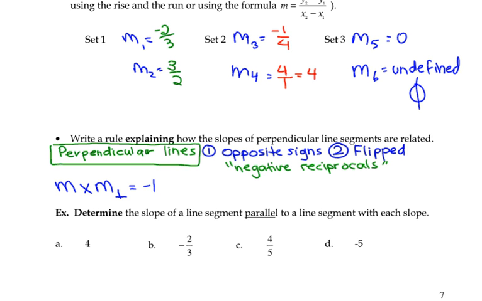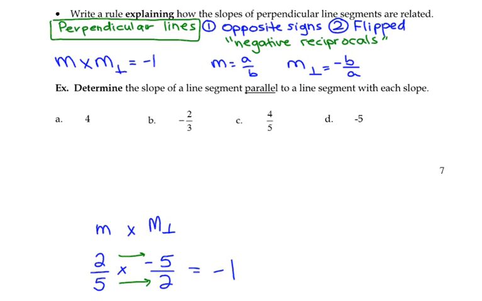And so the property is that if our slope is a over b, then the perpendicular slope is negative b over a. Opposite signs and flipped. Okay, so example, let's start to apply this. It says the slope of a line segment parallel to the line segment with each slope. So if we have a line with a slope of 4, what would be the slope of a line parallel to it? Parallel. If it's parallel, it's the same.